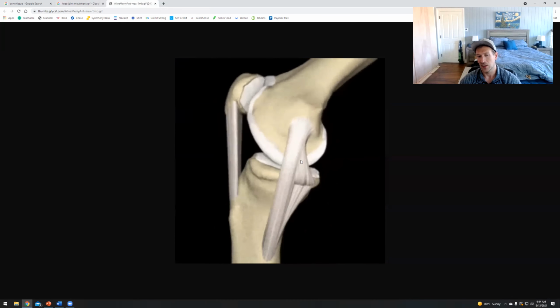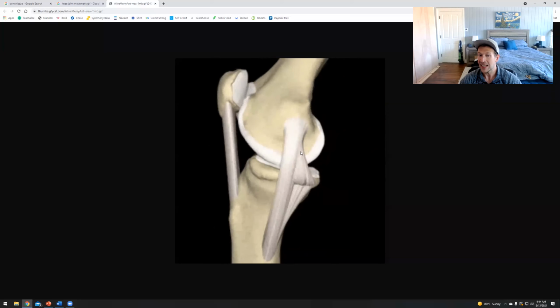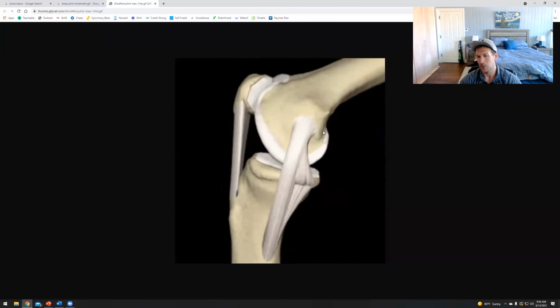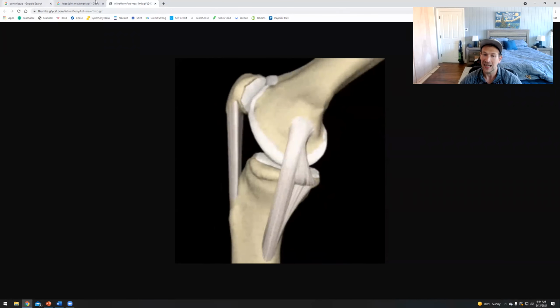So you can actually see there's a little bit of sliding that's happening there, right? So that's a gliding action, but at the same time, there's also a little bit of rolling that happens at the end. So that's a rolling and a gliding joint action.